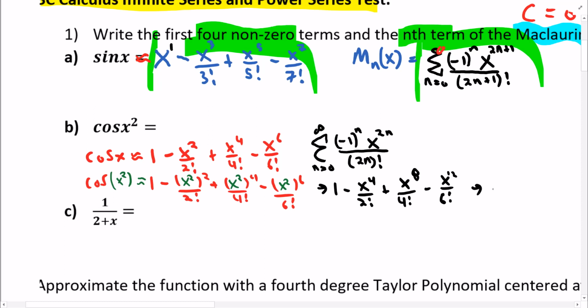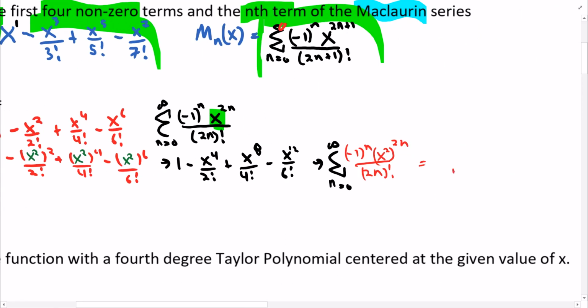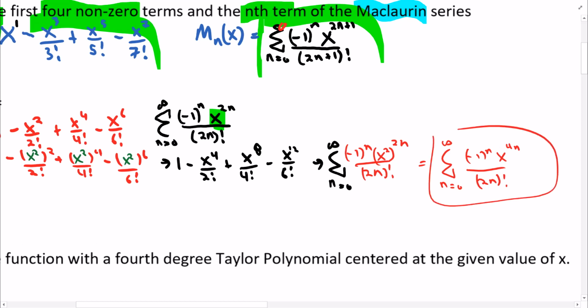And the nth term, I mean, you don't have to recreate the wheel, right? It's already created for you. You basically just replace this with x squared, right? So the nth term is going to be almost identical to that, except it's going to be x squared to the 2n over 2n factorial, which cleans up using properties of exponents. This is going to be x to the 2 times 2, which is 4n over 2n factorial. So that's the nth term on this one.